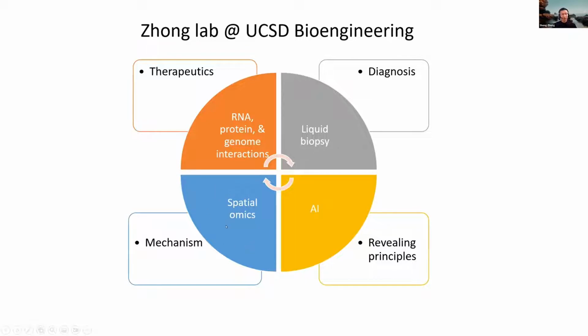On the lower left corner, we also have interest to develop spatial omics technologies. We hope there's some mechanism that could potentially be reviewed. And the lower right corner, we develop machine learning and AI technologies, not only to provide statistical rigor to many of the analysis of large data sets generated from the other 3 quadrants, but also we hope through these approaches, we could potentially review some principles behind all this data.